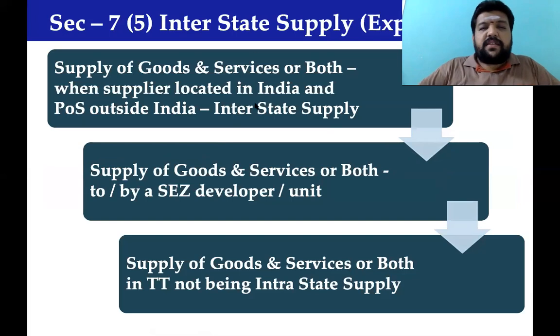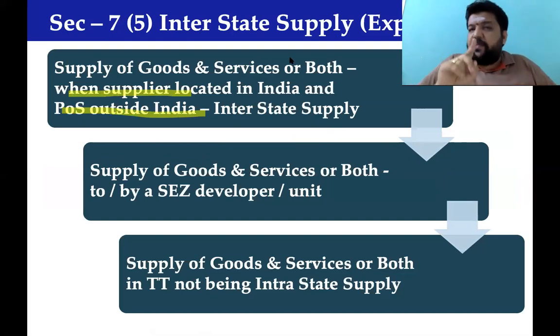Sometimes supplier of goods and services are located in India and place of supply is going to be outside India. Very careful, be very careful. Supplier is in India, place of supply outside India, it would be treated as an interstate supply. Supply of goods, supply of services, when the supplier is located in India and place of supply is outside India, it would be treated as interstate supply.